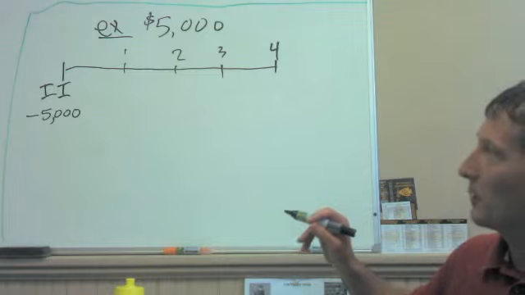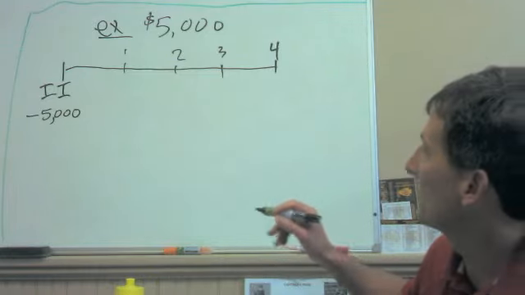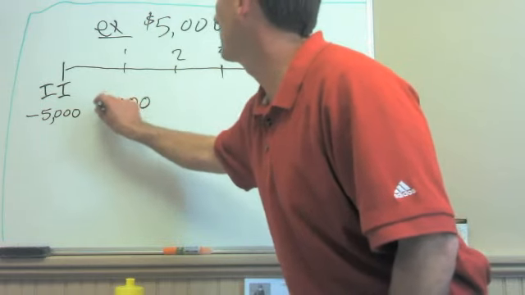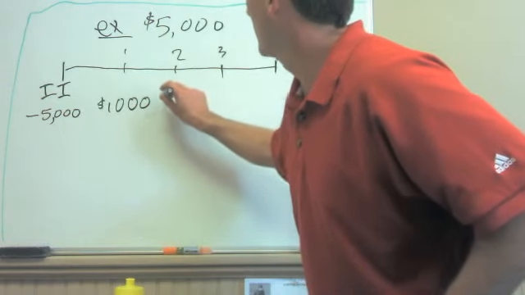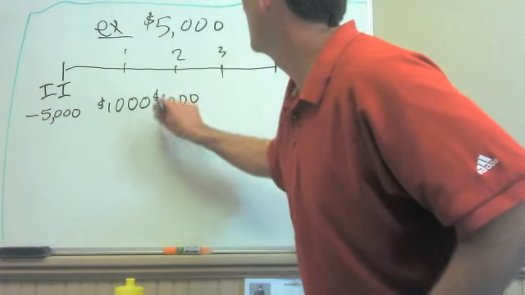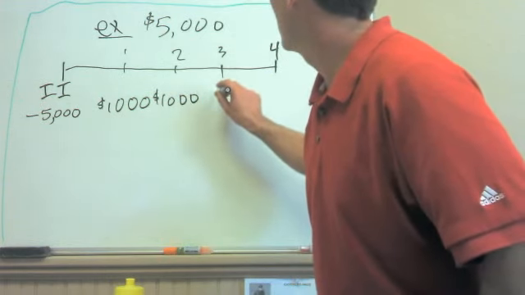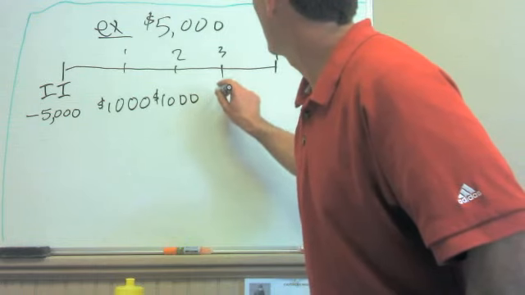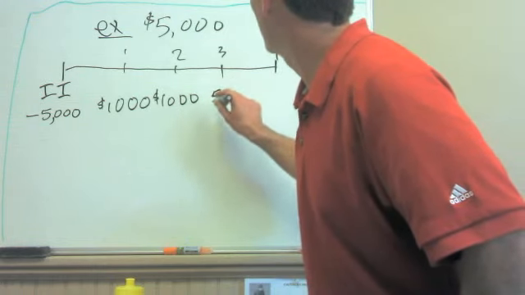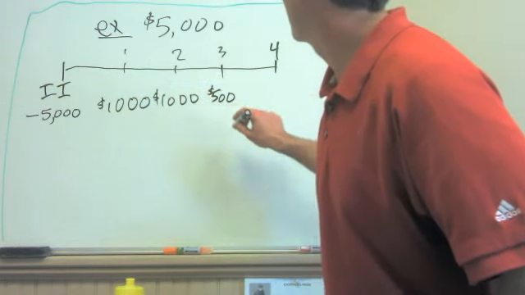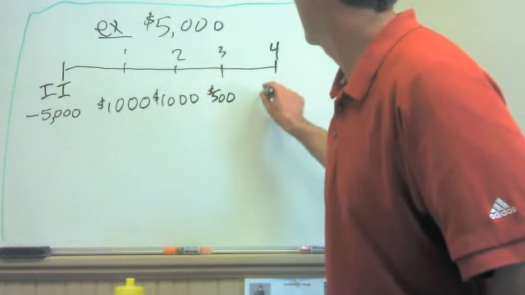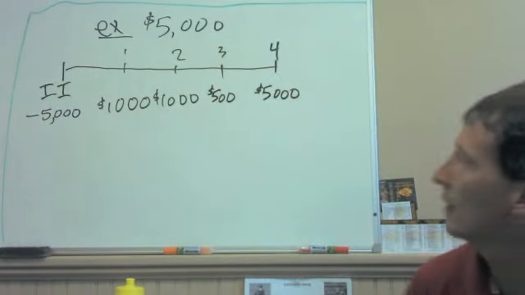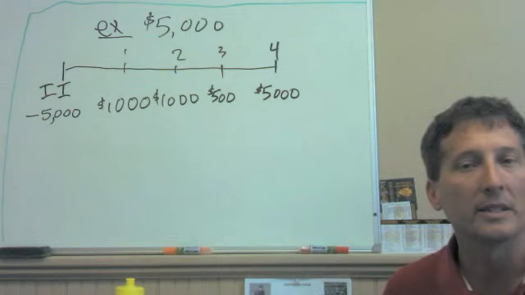So suppose that we get $1,000 in the first year. I'm just going to make up some numbers here. We get $1,000. We get $1,000 in year 2, and we get $500 in year 3, and then finally we get our $5,000 back in year 4. What is the rate of return?